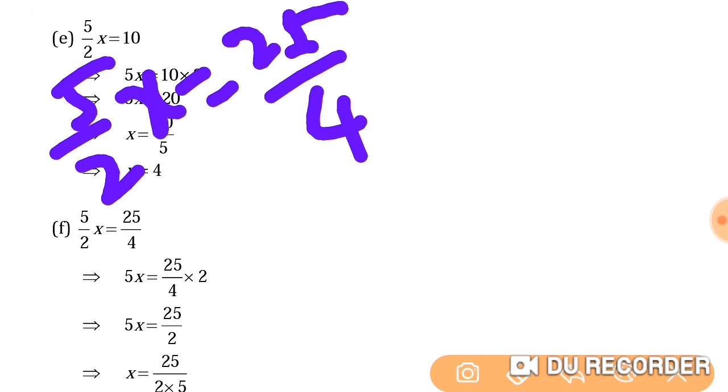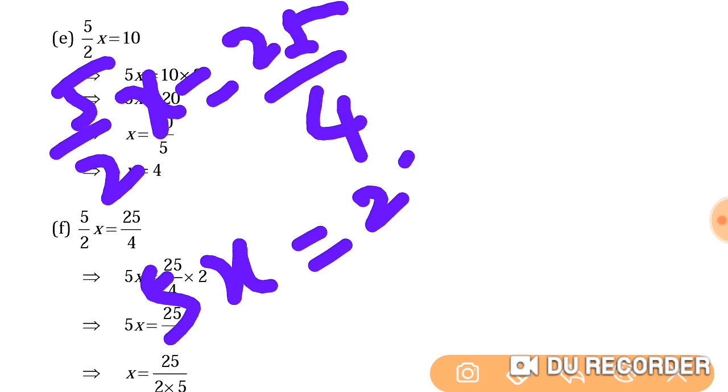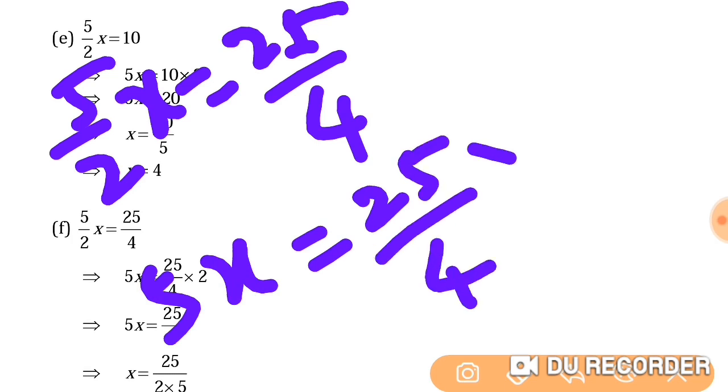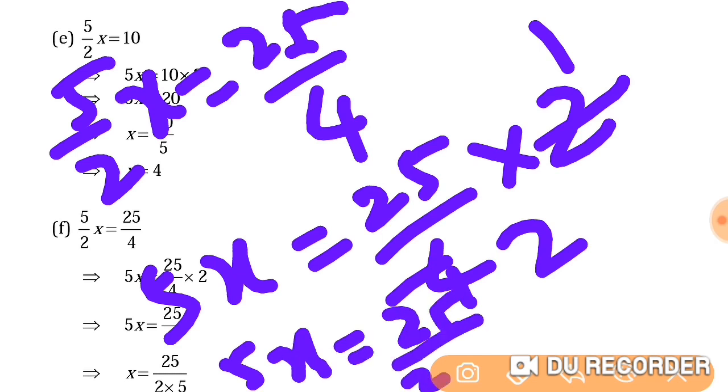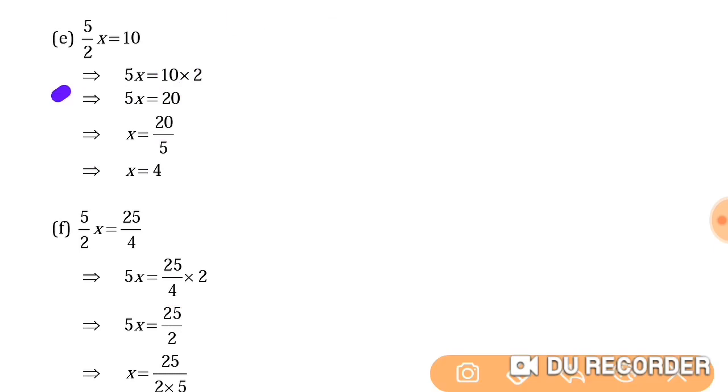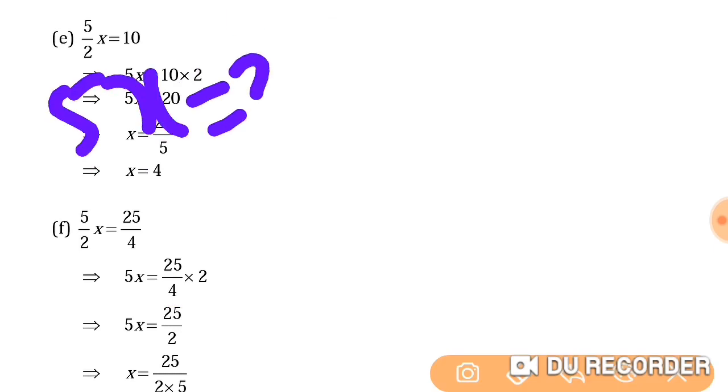So what you have to do, first transfer the division, better to calculate, or you can transfer the 5 also, but at the denominator we have to transfer first. So 5x remains, 25 by 4 into 2, because there is a division of 2, so multiplication. So 2 ones are 2, 2 twos are. So the answer is 5x is equal to 25 by 2. Remember, 5x is equal to 25 by 2.